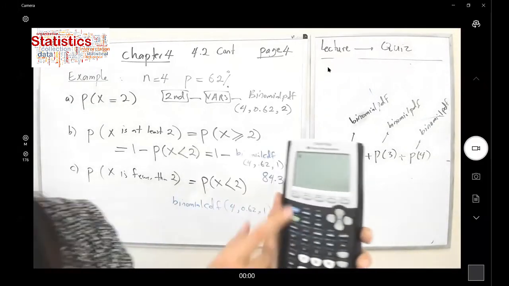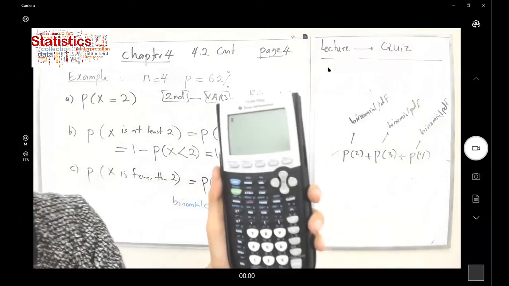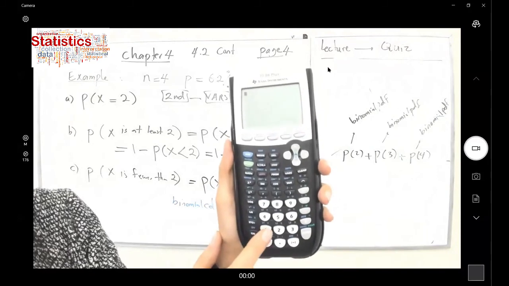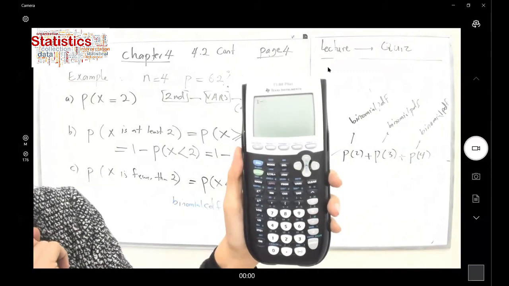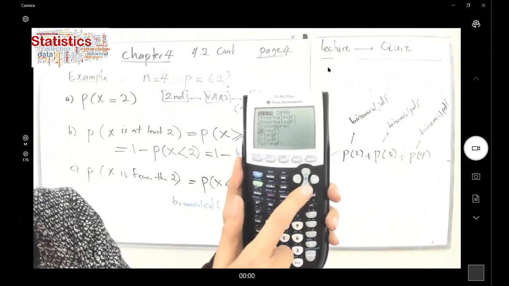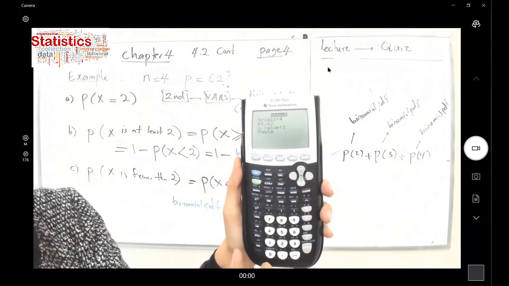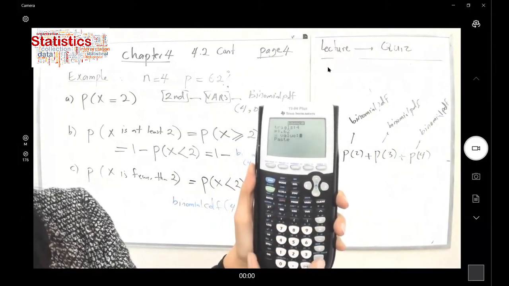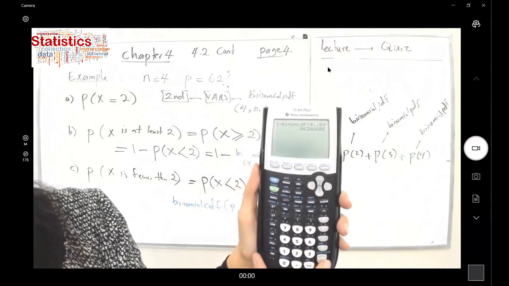So when you're using binomial CDF in this example on TI-84 or TI-83, first of all, you need to do the subtraction. So it is 1 minus. Now move on to second vars. Find your binomial CDF. Enter. Number of trials is 4. Probability is 62. And your X value must be 1. Enter, enter, enter. You get 84.3%.